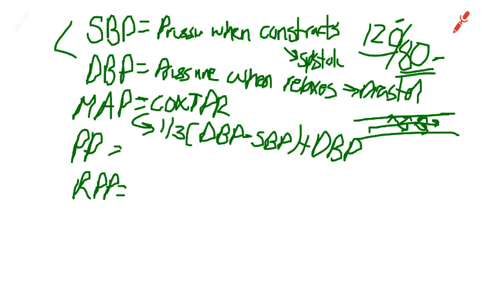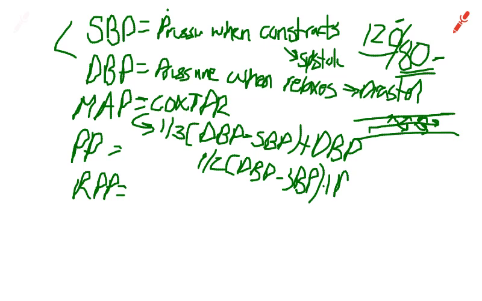Systolic blood pressure is when the heart first contracts. Diastolic pressure is when it's resting. Mean arterial pressure is the average pressure in the whole arterial system. So it's 1/3 of systolic minus diastolic, plus diastolic. Or another formula is 1/2 of systolic minus diastolic, plus diastolic.